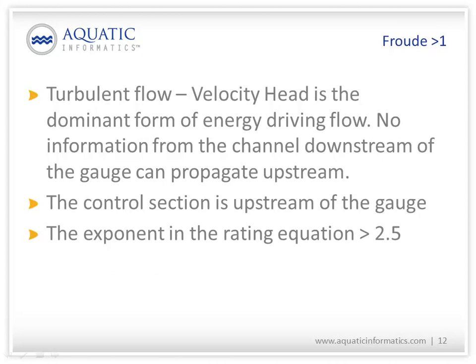Where the Froude number is greater than 1, we're talking about supercritical flow. This is where the velocity head becomes a dominant form of energy driving flow. Now in this situation, no information from the channel downstream of the gauge can propagate upstream. So our actual control section might be upstream of the gauge. The exponent of the rating equation could be greater than 2.5.